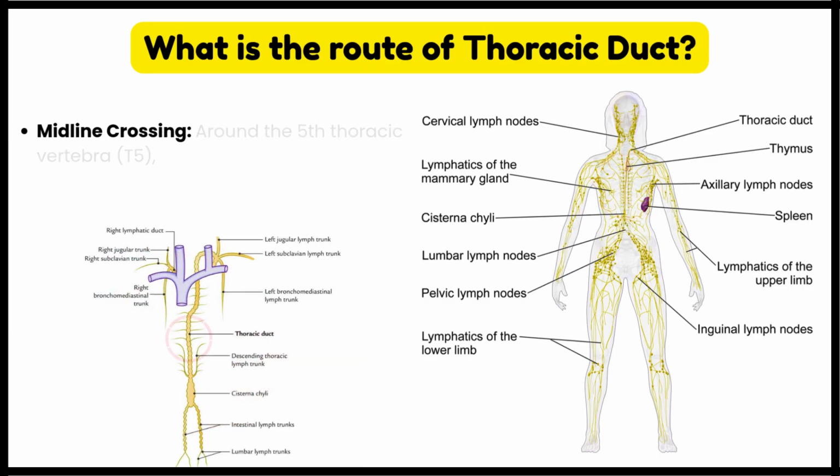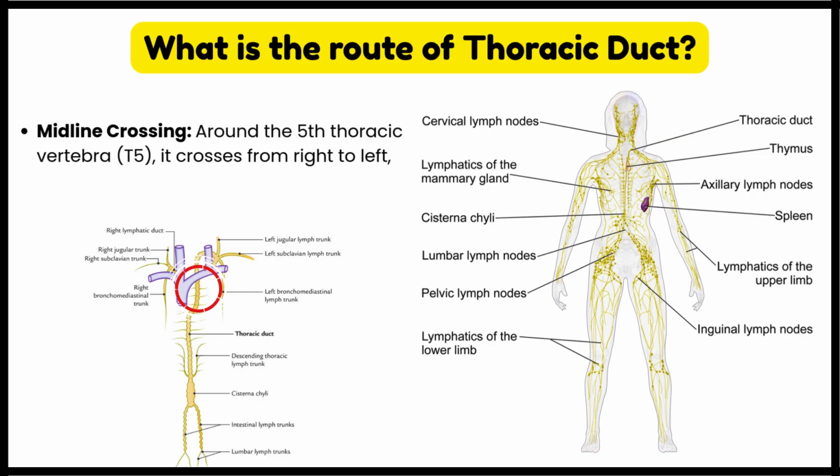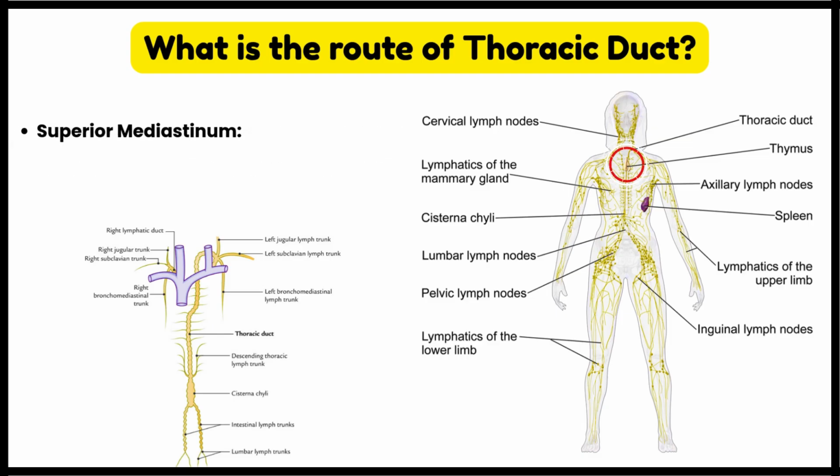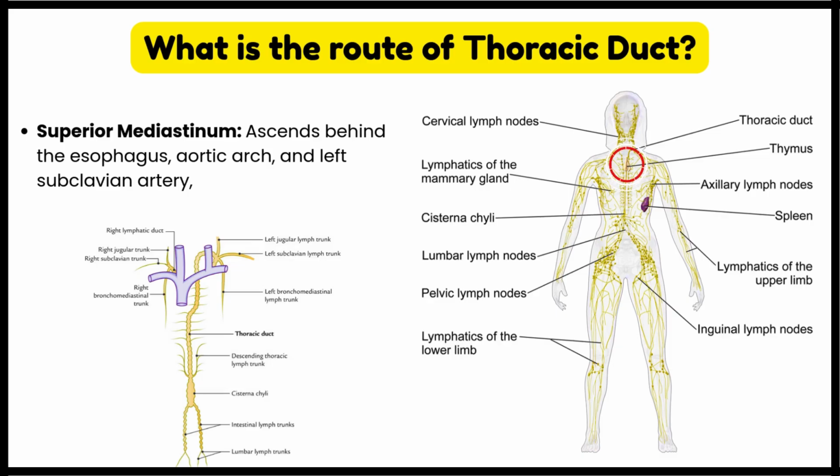Midline crossing. Around the fifth thoracic vertebra, T5, it crosses from right to left, then enters the superior mediastinum. Its route in the superior mediastinum. It ascends behind the esophagus, aortic arch, and left subclavian artery, to the left of the vertebral column.